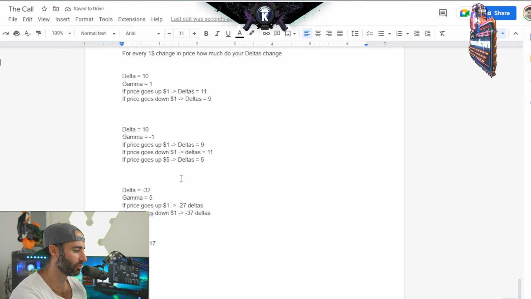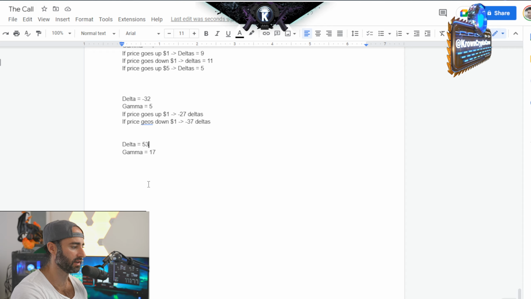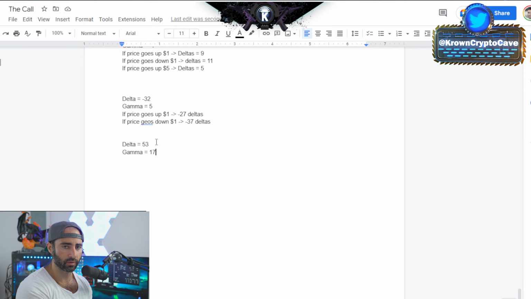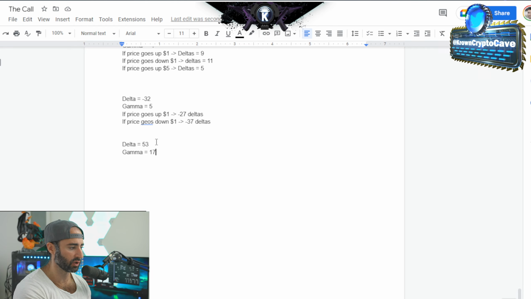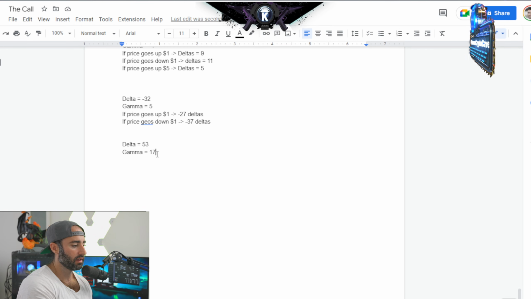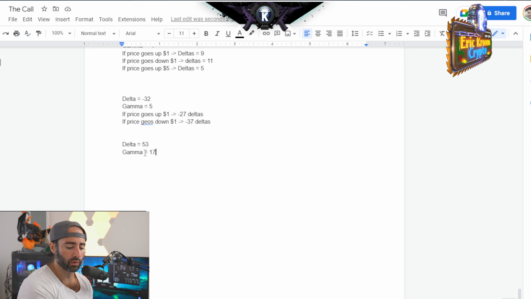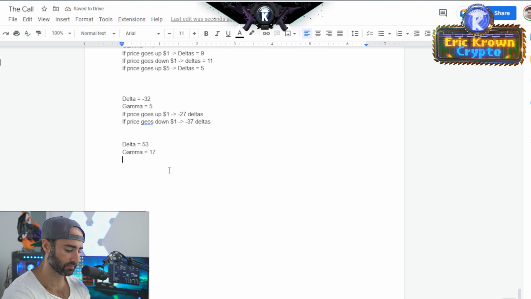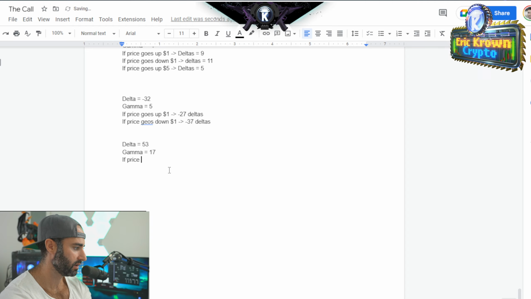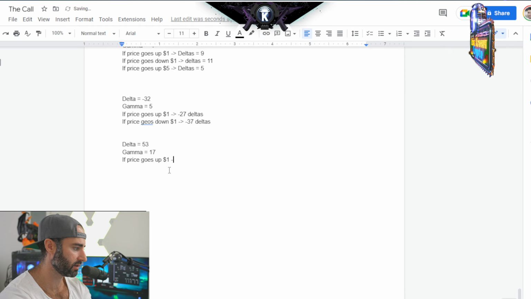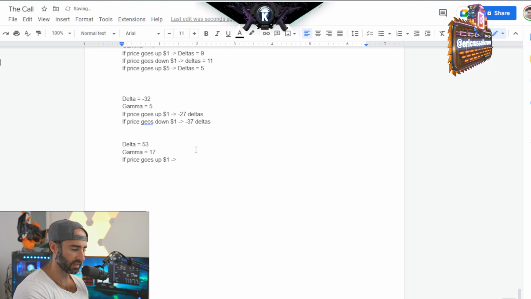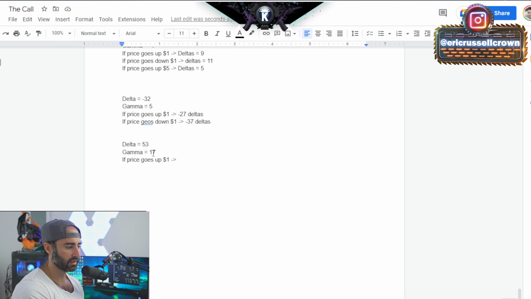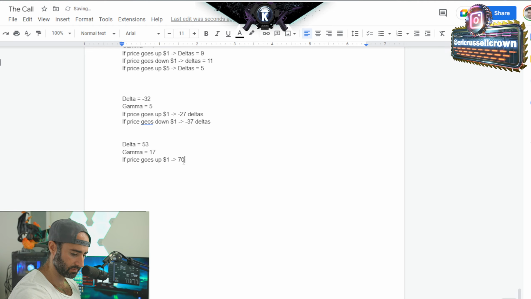Okay, and one last one. Why not? If our starting delta is 53, meaning that for every $1 up or down, we gain or lose $53. Well, what would happen if price action goes up $1 and our gammas are 17? Well, if price goes up $1, then we would gain 17 more deltas, and that would be 70 deltas.